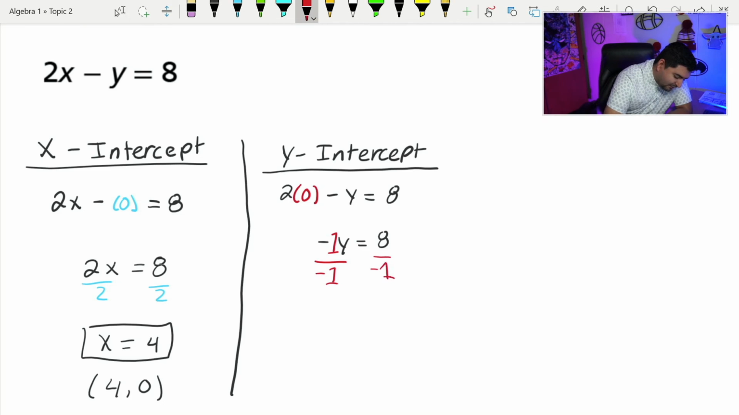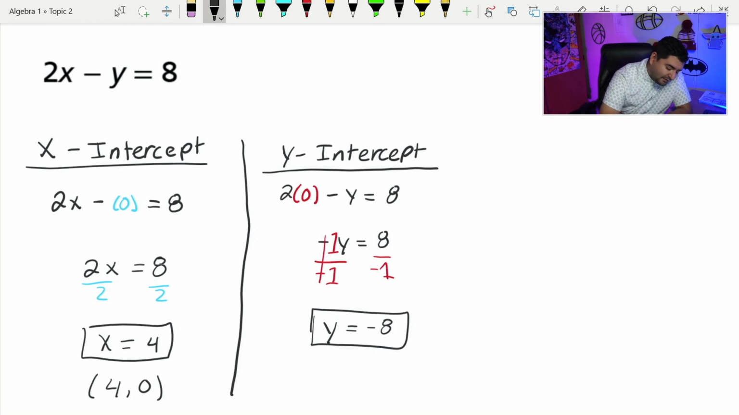Remember that if there's no number in front of a variable, 1 is always there, because you have one of those variables. You have 1y. So technically there is a 1 there, which means I can divide by negative 1. That'll cancel out these negatives and actually give me my y by itself, which is what I want. And 8 divided by negative 1 is nothing other than negative 8. And that's how I solve for my y-intercept on this problem. So for this one, I would have (0, negative 8) be my y-intercept.